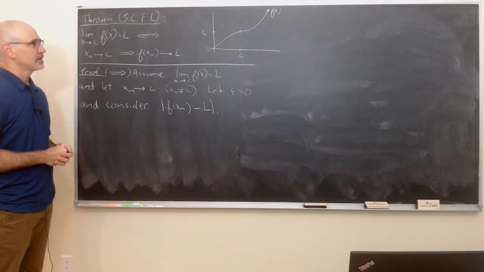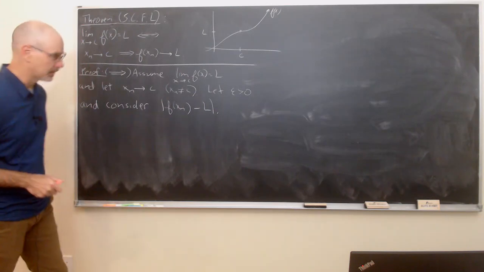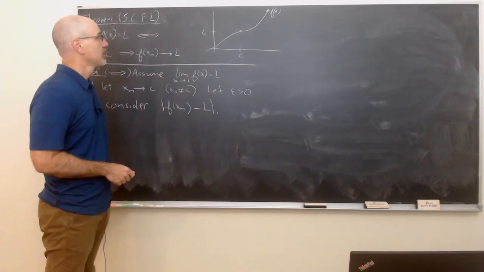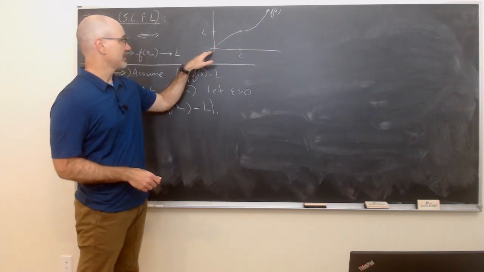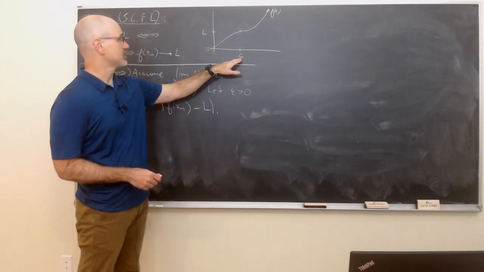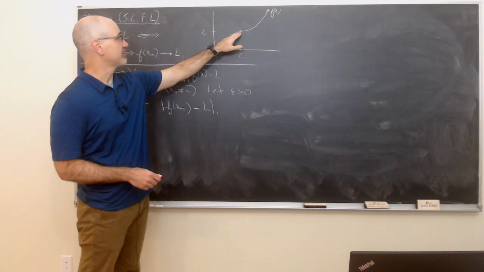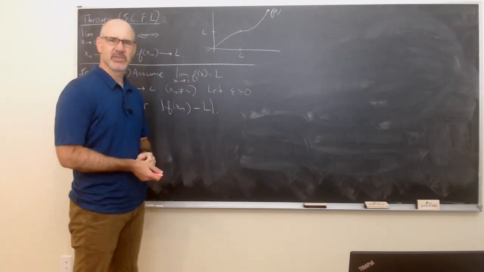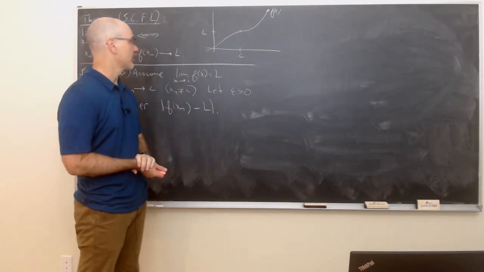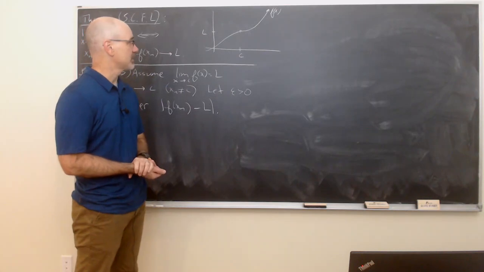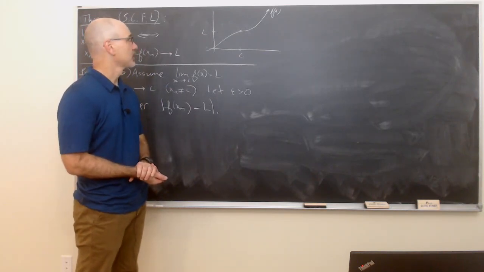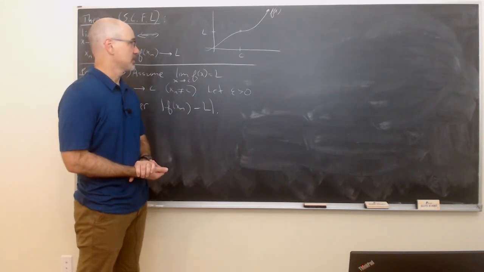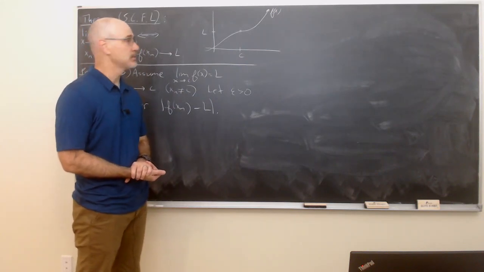Now, I think the statement looks a little bit more complicated than the idea. So here's the idea of the theorem. I've pictured here a function whose limit exists: as x gets close to c, f of x gets close to L. I've left a hole over where f of c would be just to remind us that c doesn't have to be in the domain of the function. So this isn't necessarily a continuous function or even defined at c.